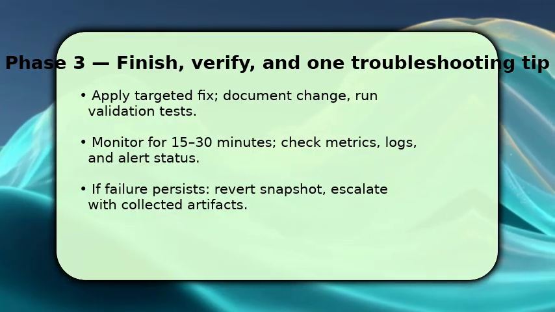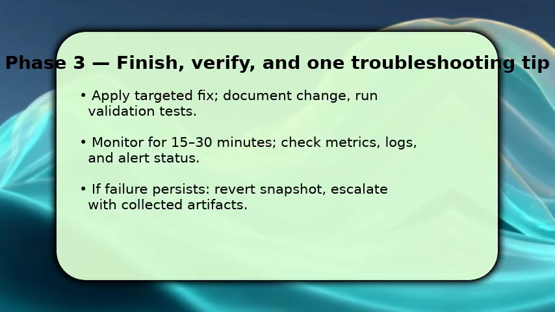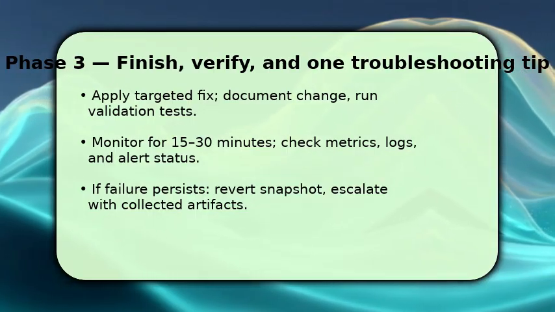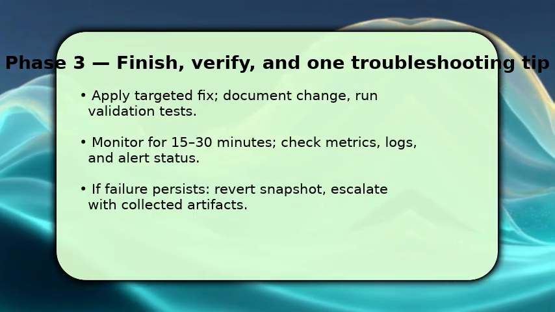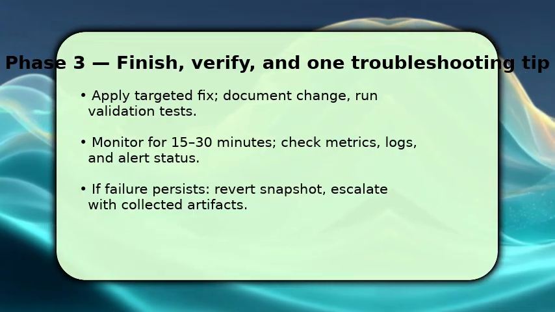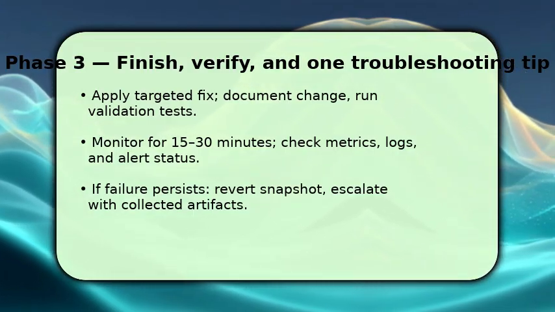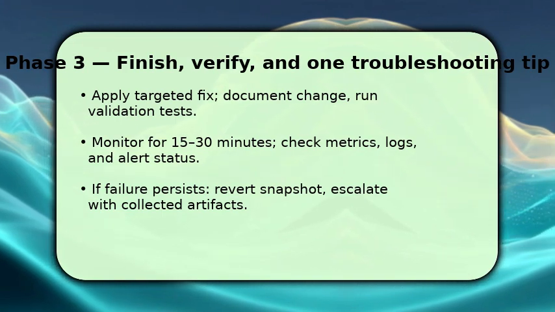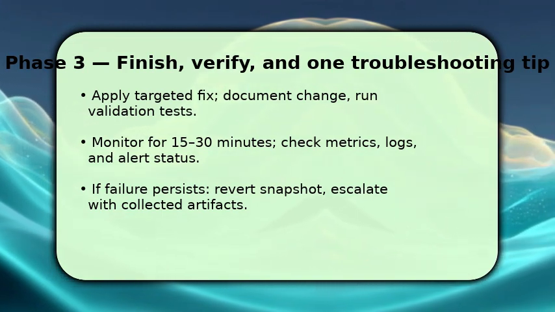If the alert clears, finalize by committing the change and updating runbooks. If the issue persists, revert to the backup snapshot, collect artifacts for escalation, and provide a concise timeline. This speeds root cause analysis when you involve the vendor or team.